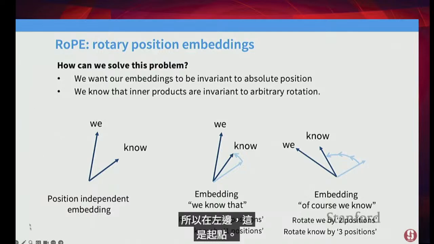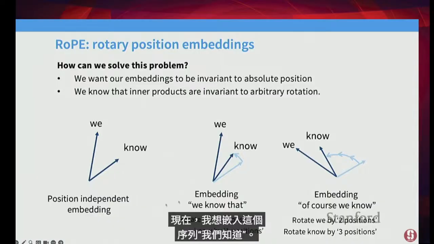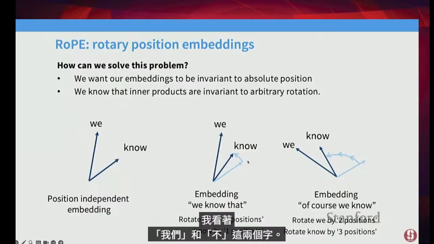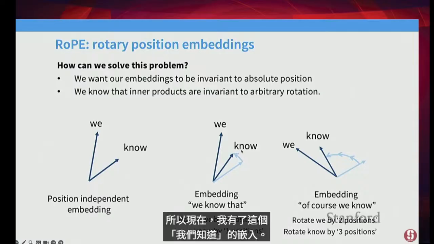So on the left, this is the starting point. Let's say my embedding for the word "we" is this arrow over here. And my embedding for the word "know" is this other arrow over here. Now, I want to embed this sequence "we know that", and I look at the words "we" and "know". So how do I do that? Well, "we" is in position 0, so I'm not going to rotate that guy at all. "Know" is in position 1, so I'm going to rotate him by 1 unit of rotation. And so now I have this embedding for "we know".